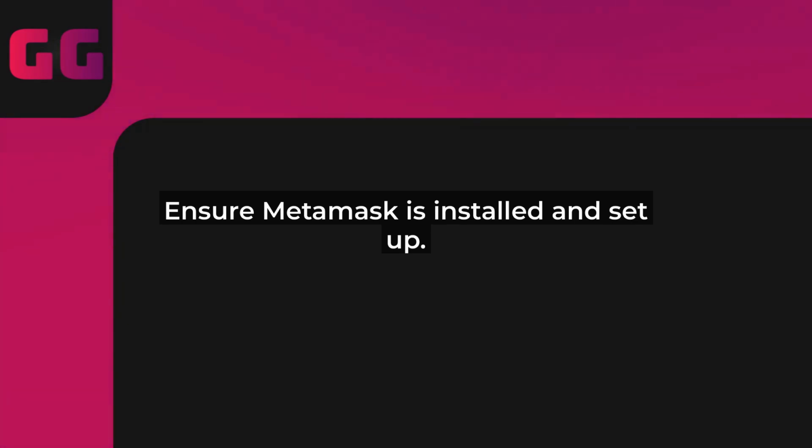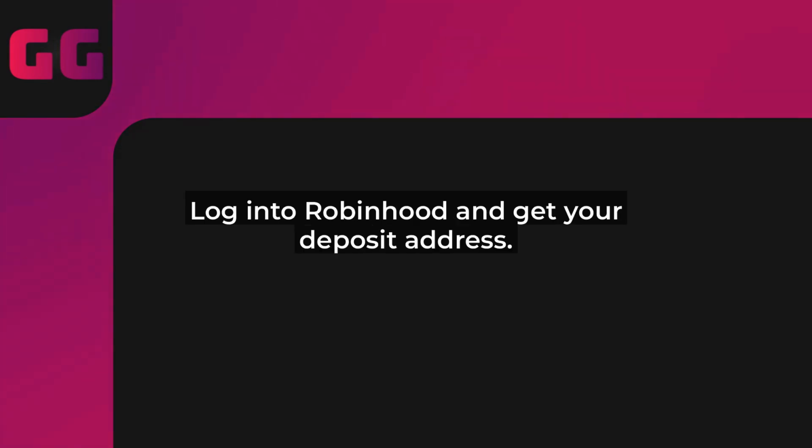Let's dive in. First things first, make sure you have MetaMask installed on your browser and that your Chainlink tokens are in your wallet. If you don't have MetaMask, download it from the official site and set up your account. Once you're logged in, head over to Robinhood. Log into your Robinhood account and navigate to the deposit section for cryptocurrencies.